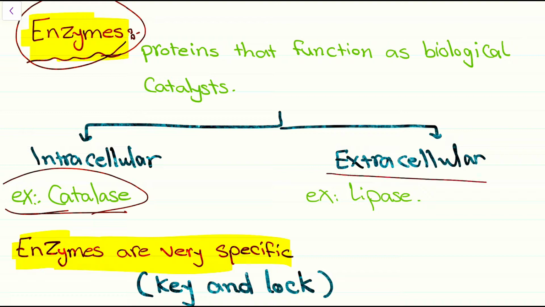The other type is extracellular enzymes, which are made inside the cell but work outside, released from the cell to perform their function. So what do we mean by extracellular enzyme? The enzymes which are made inside the cell and released from the cell to perform their function. Our example is lipase. What is lipase? The enzyme used to break down fat into fatty acids and glycerol.